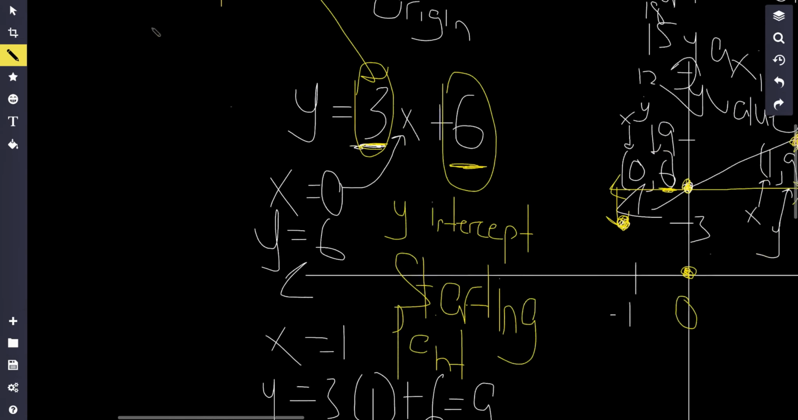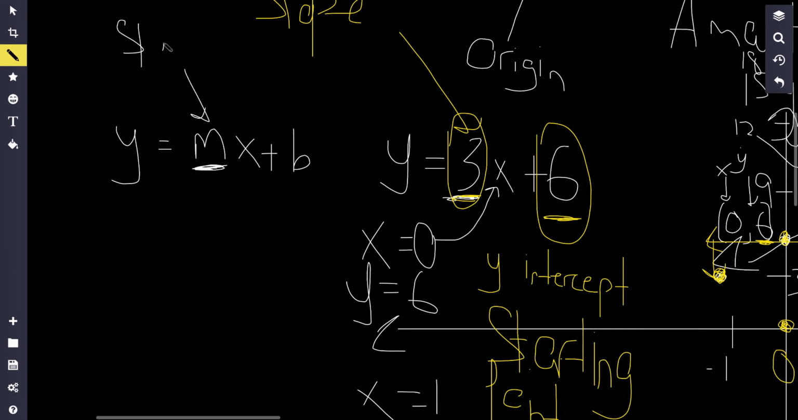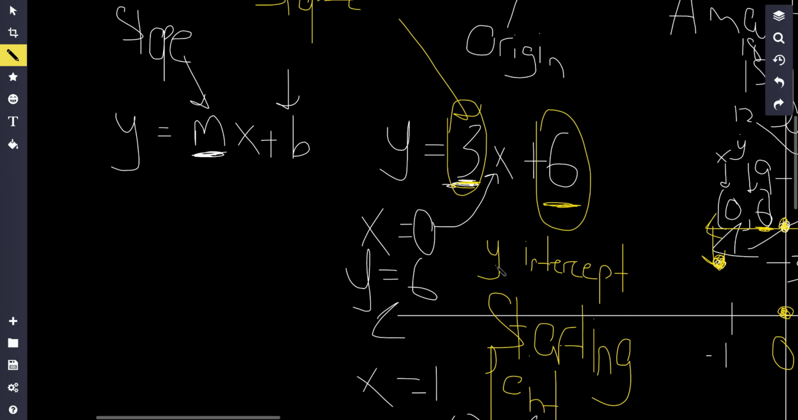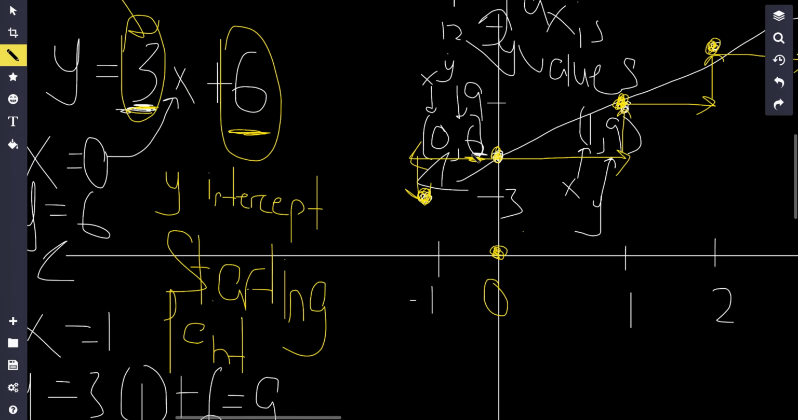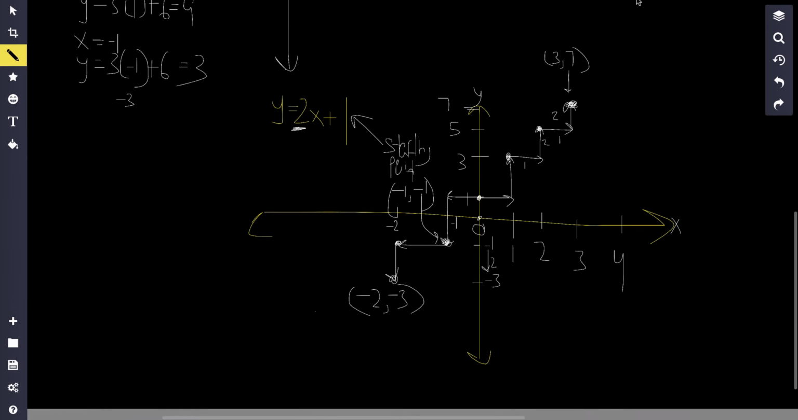So the important thing to remember is that all lines can be modeled by the equation y is equal to mx plus b. M represents the slope of the line. In this case, for y is equal to 3x plus 6, 3 would be my m value, the slope of the line. And the b value is our starting point, or our y-intercept. It's basically what is your y value when your x value is 0? When you're just starting out, how high up are you? And there we go. We can use this to graph the lines.